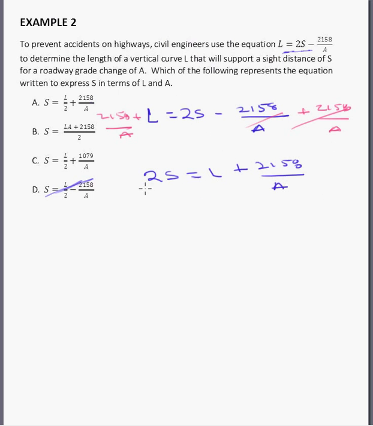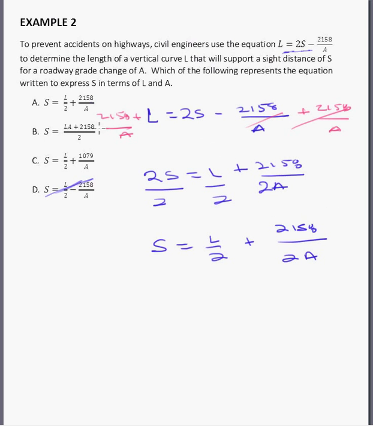How do we get S? We get S by dividing both sides by 2. So I'm going to divide this side by 2. That means I'll divide this side by 2. I'll divide also this side by 2, and this will be this. Therefore S becomes L over 2 plus 2158 divided by 2A.